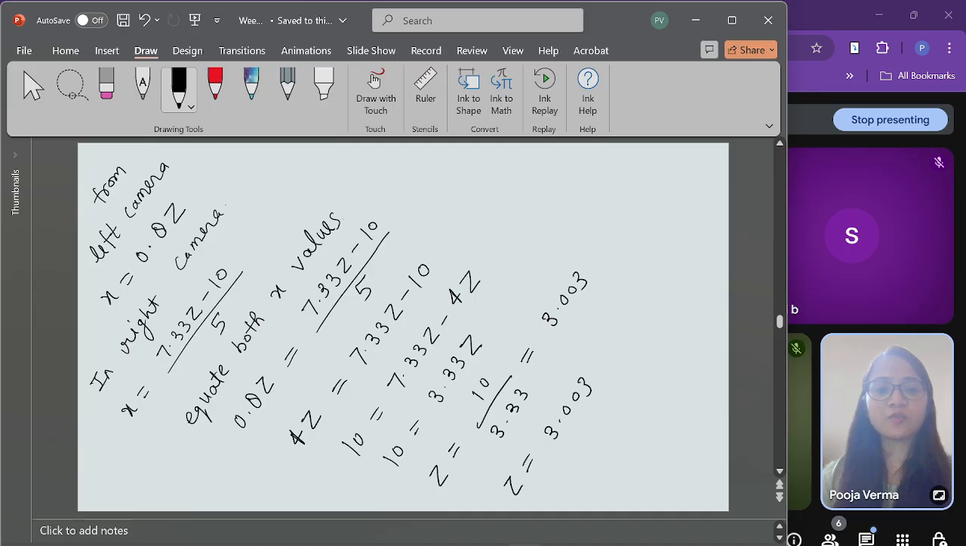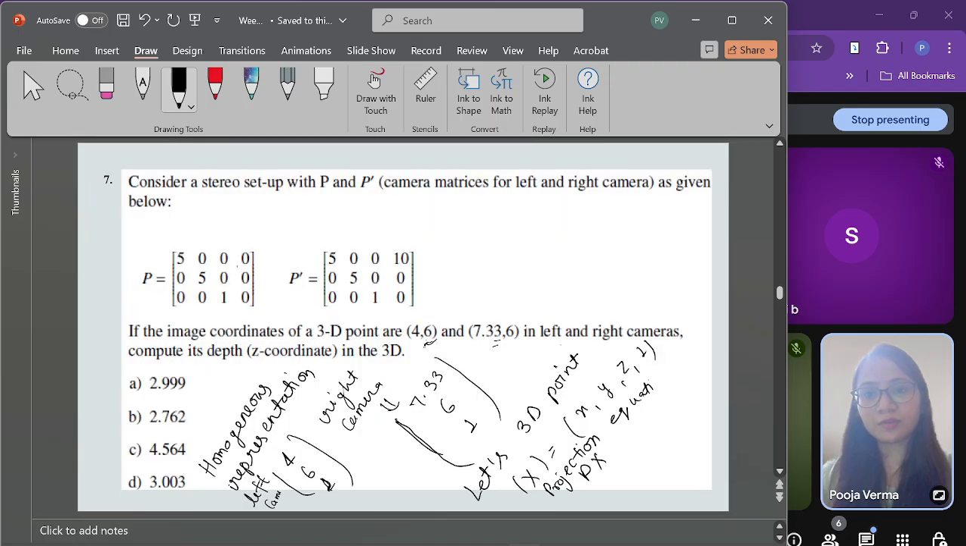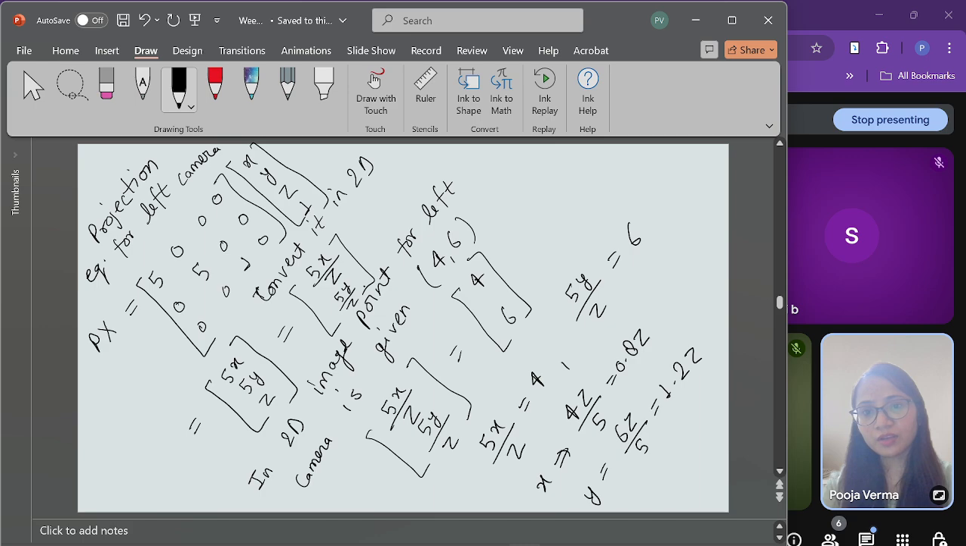At the end we have to calculate only the z value, the depth, as asked in the question: for the left and right cameras, compute the z depth, that is the z coordinate in 3D. So the value 3.003 that we have got is option D. So option D is the correct answer for this question. Okay, have you got this question?